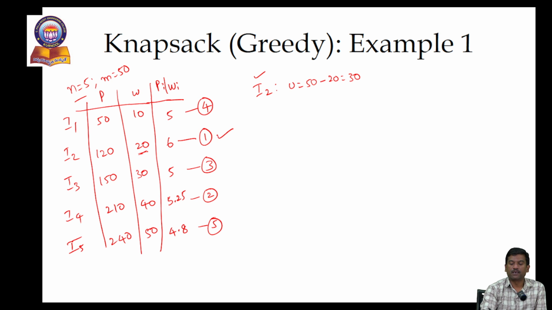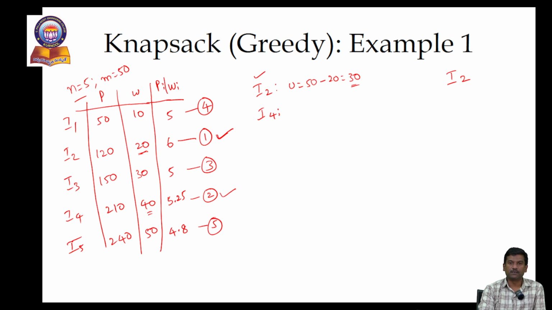So you are adding the entire second item. And what is the next maximum pi by wi? That is the pi by wi value of 5.25, which is item 4. By adding item 4, does it exceed the remaining capacity? The weight of item 4 is 40, and the remaining capacity is 30. We cannot place item 4 into the knapsack because it exceeds the knapsack capacity.